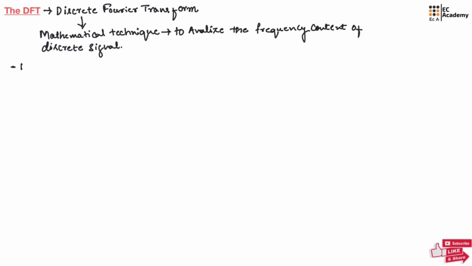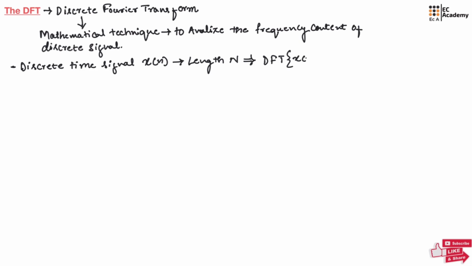If we take a discrete time signal x of n with length N, and if we take DFT of x of n, we can write it as X of k. So for a discrete time signal x of n, which is a finite duration signal, which means this signal has length N, if we perform DFT on this signal, we'll obtain X of k, which is the DFT of x of n.